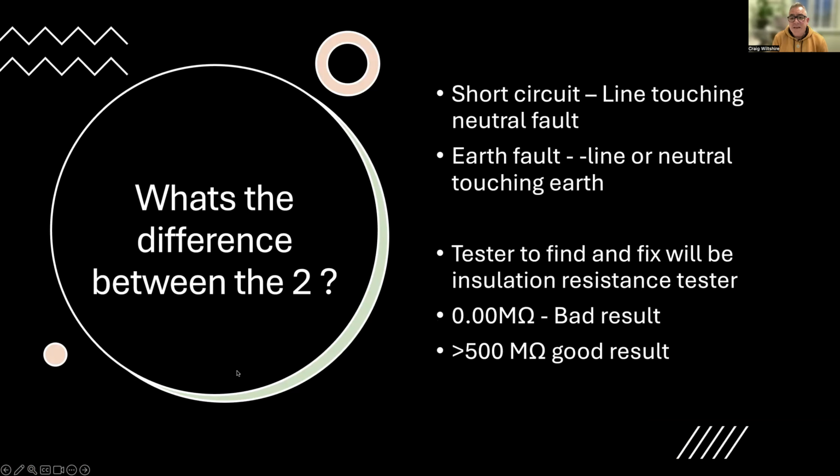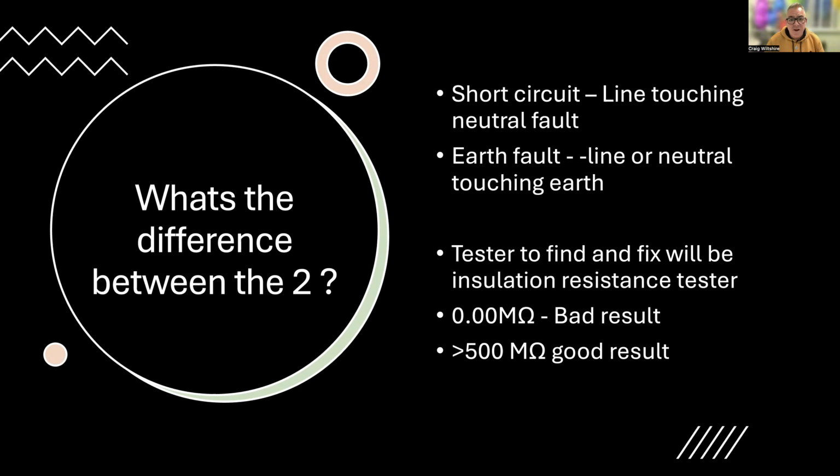So a short circuit is a line conductor touching a neutral fault. So line, neutral, so line 1, line 2, or line 3 in three-phase, or line 1 in a single phase, touching a neutral. That's called a short circuit, right? And an earth fault, it's not an open circuit. It's not a missing earth rod. It's not that. It's a line or a neutral touching a CPC, right?